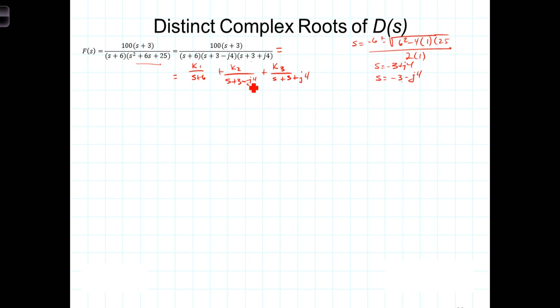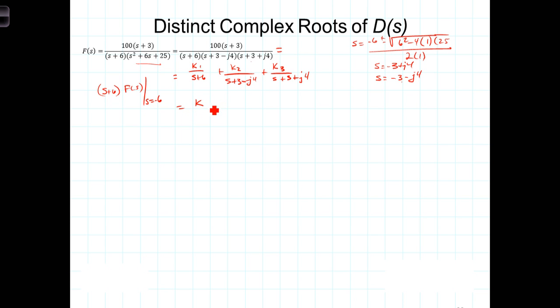So, first of all, as we've done in the past, to evaluate k1, we're going to multiply both sides of this equation by s plus 6, and then we'll evaluate it at s equals minus 6. So on this left-hand side, let's just write s plus 6 times F(s), and then evaluate it at s equals minus 6. Then over here, we multiply each one of these terms by s plus 6. This first term, when we multiply it by s plus 6, the two terms cancel, and we're left only with k1.